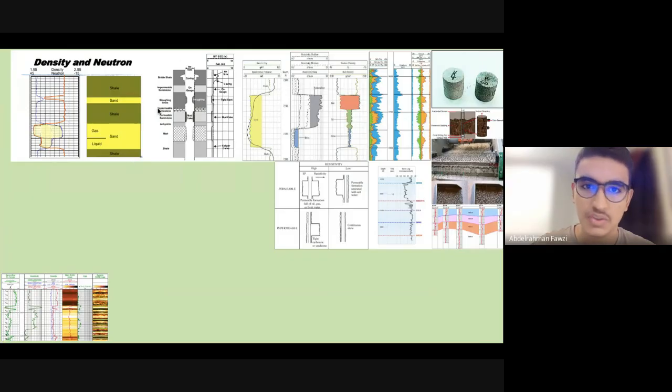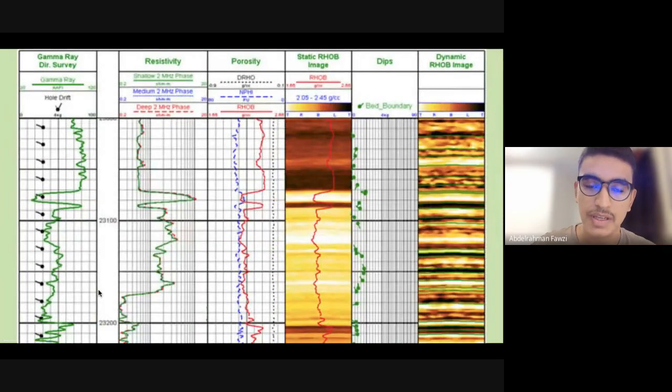We have the density neutron. We have several tests here, but I would suggest to start with this picture, for example. So we have gamma ray. I'm just asking, what kind of rocks or minerals do you think emit some decays, some radioactive decays?